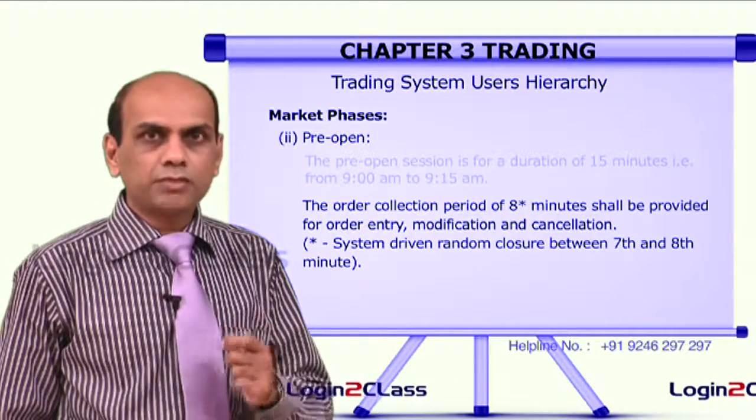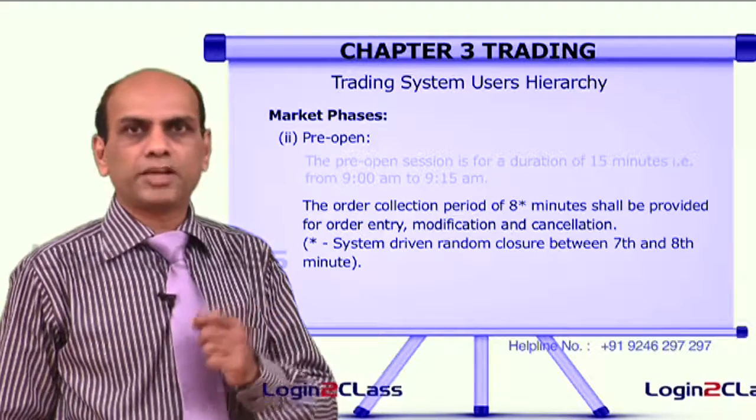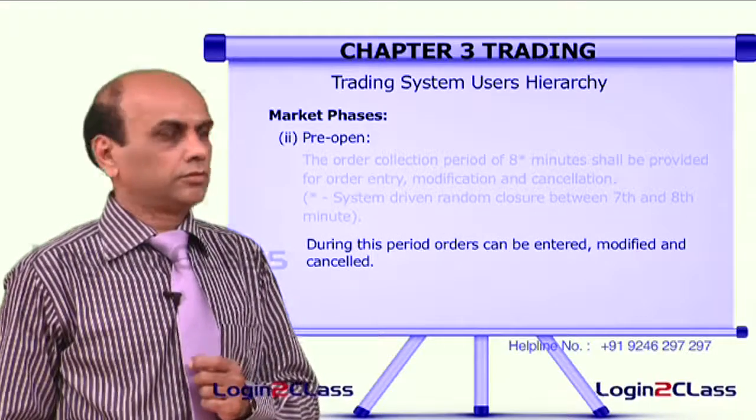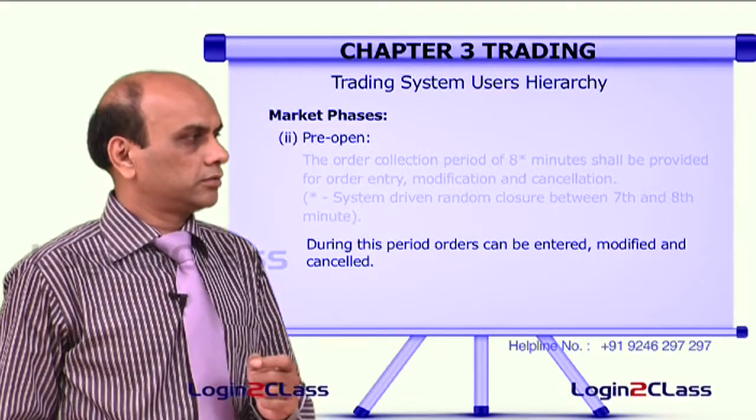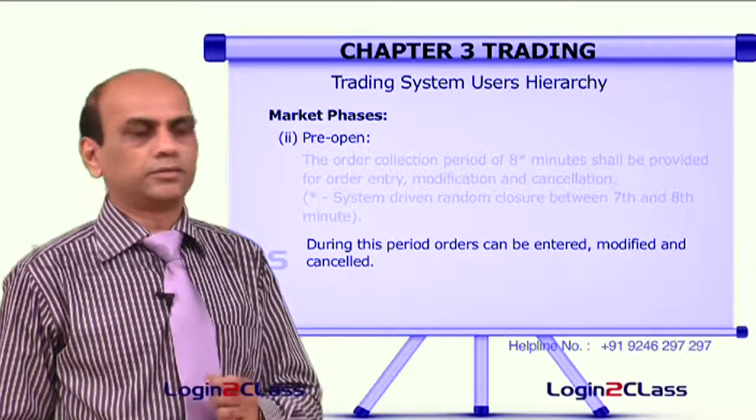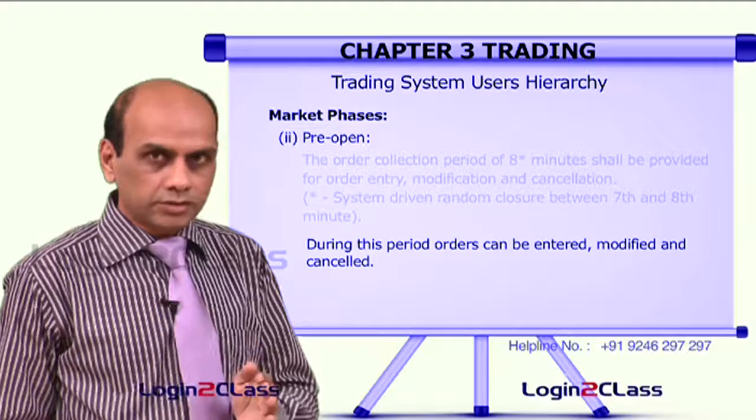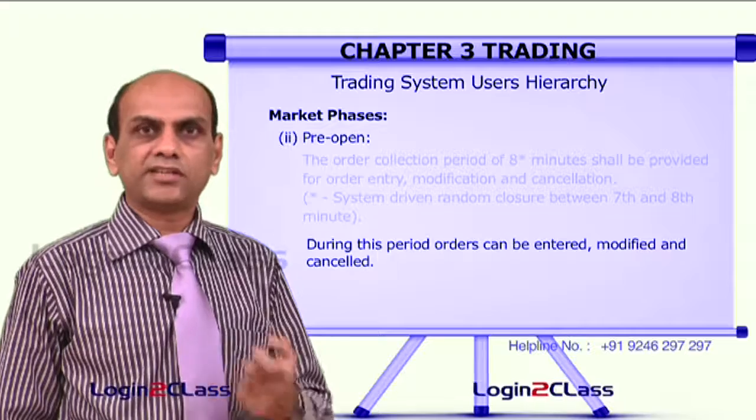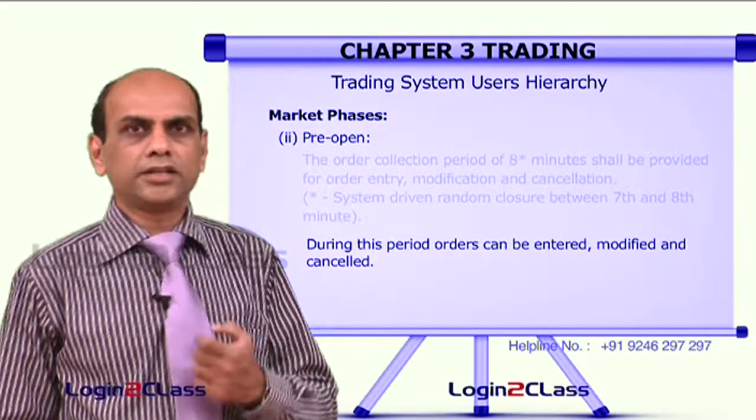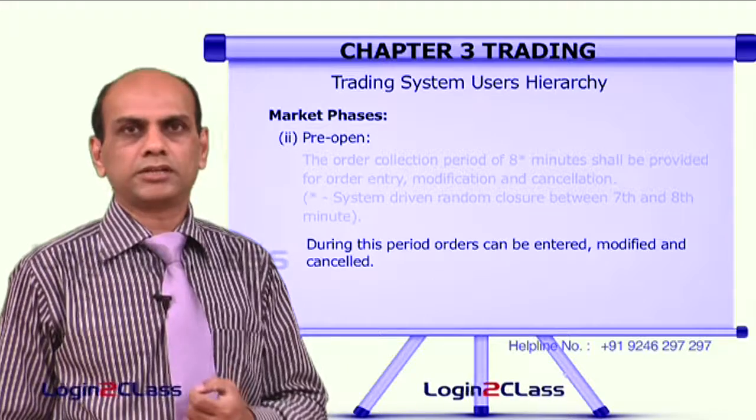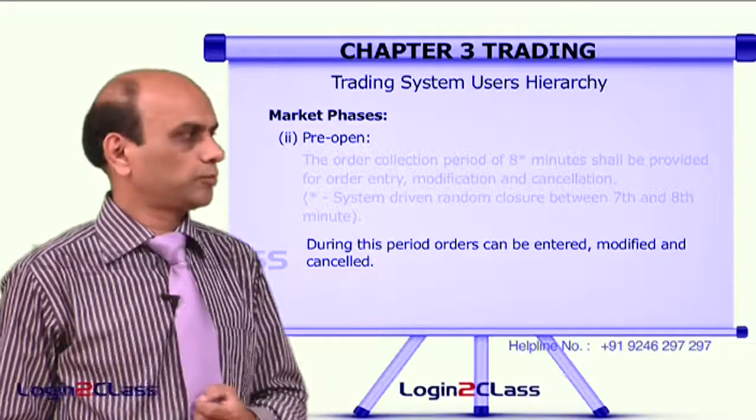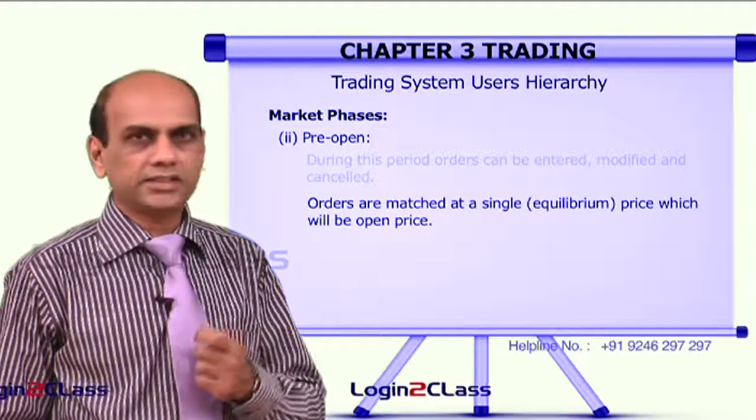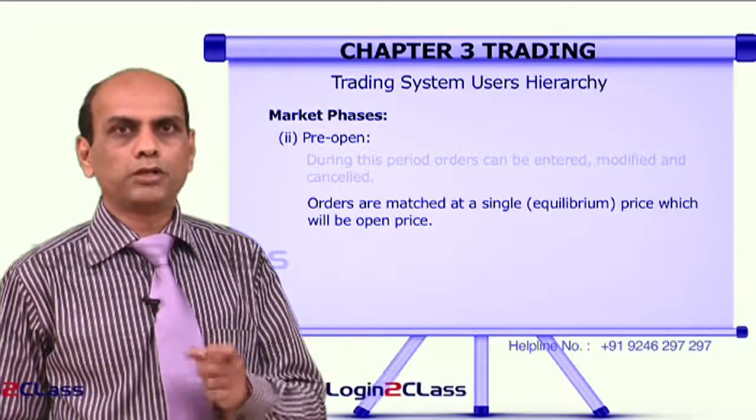Now, a system driven random closure takes place between the 7th and 8th minute. During this period, orders can be entered, modified and cancelled. Order matching period starts after this 8th minute. That is, the first 8 minutes serves as a collection period for the orders and the next 7 minutes works for order matching. Orders are matched at a single equilibrium price, which will be the declared open price.